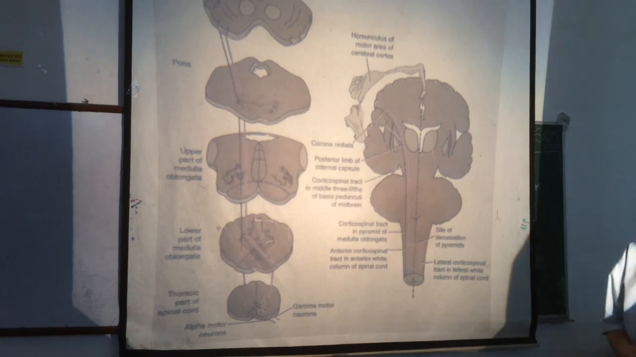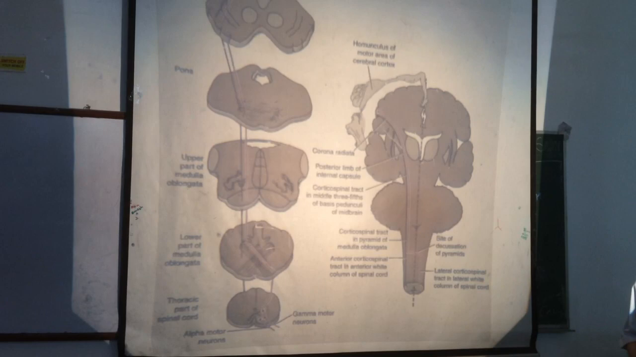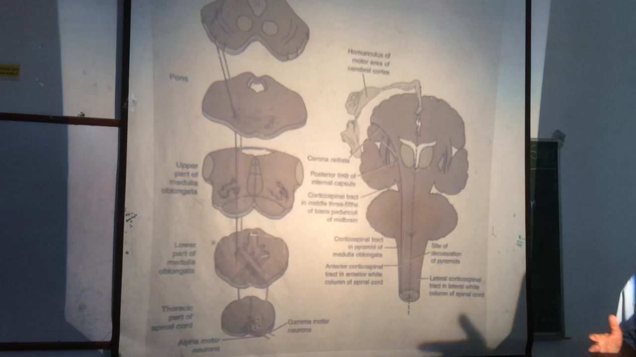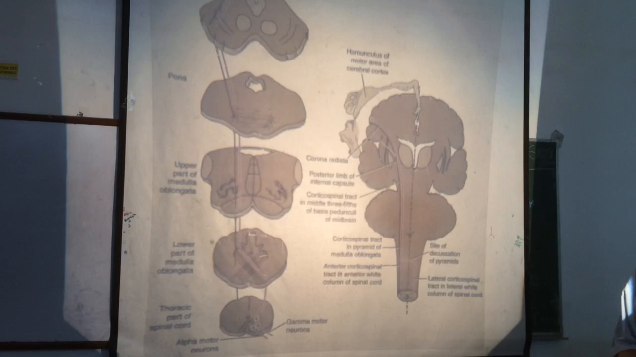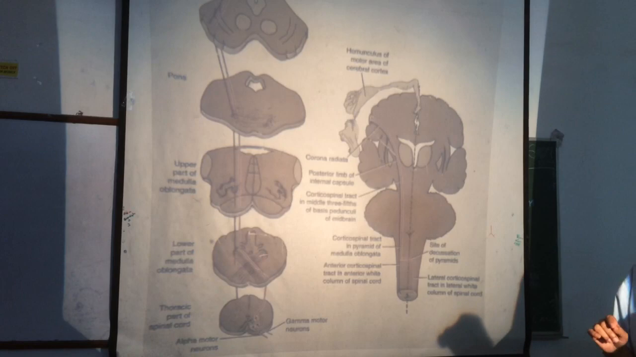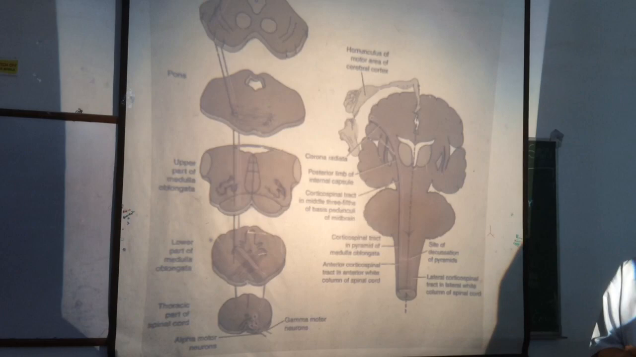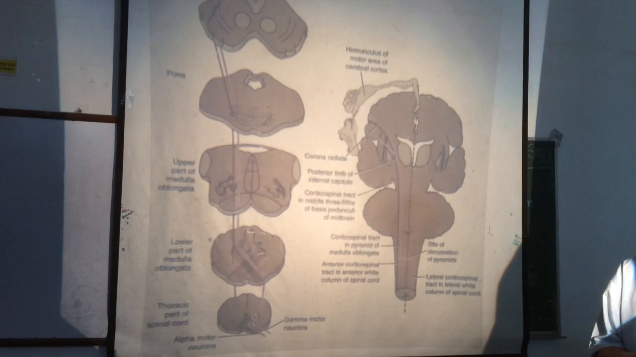Now we start a discussion on descending tracts, or descending motor pathways. Descending tracts are of two types. The first type is the corticospinal or pyramidal tract. The second type is the extracorticospinal or extrapyramidal tracts.